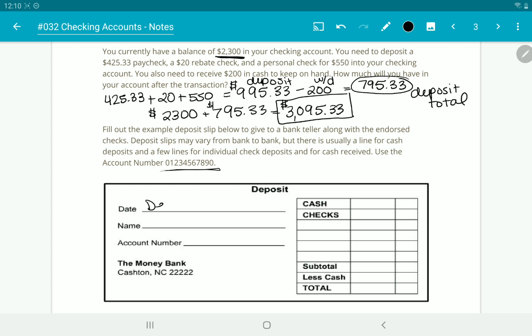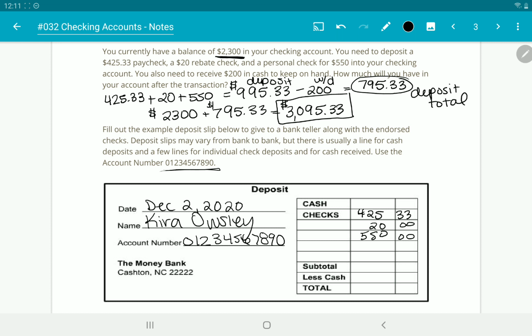So today the date is December 2nd, 2020. Okay, my name, you can write your name. My name is Kira Owsley. Okay, again, I've got the check account number 0123456789 0. Okay, so cash. We only mention depositing different checks, so we're going to leave the cash line blank because we're not depositing any cash. We have this $425.33 paycheck for this first check. So you put the dollar amount and the cent amount, a $20 rebate check, and then the personal check for $550. Okay, no cents.